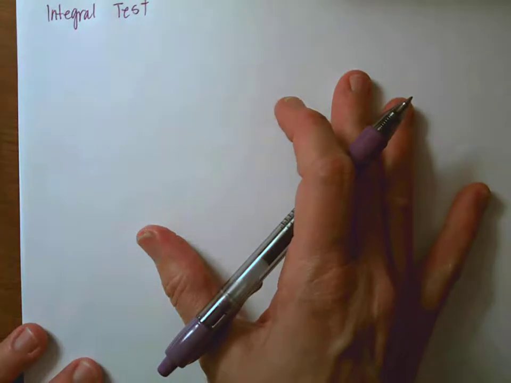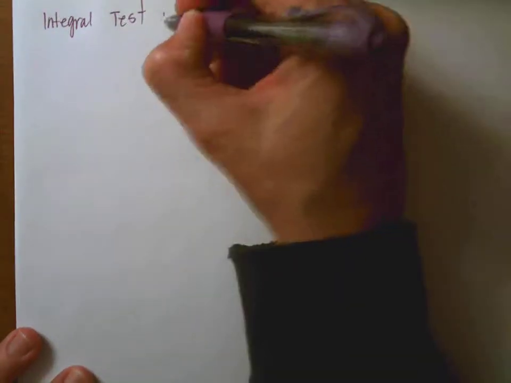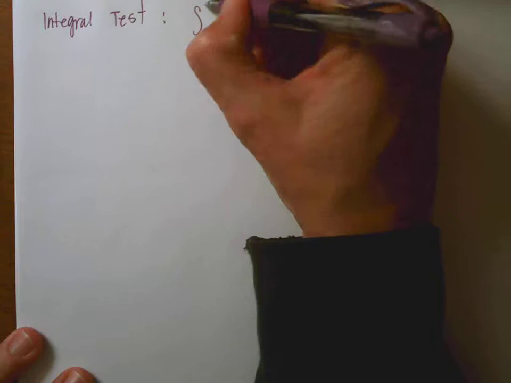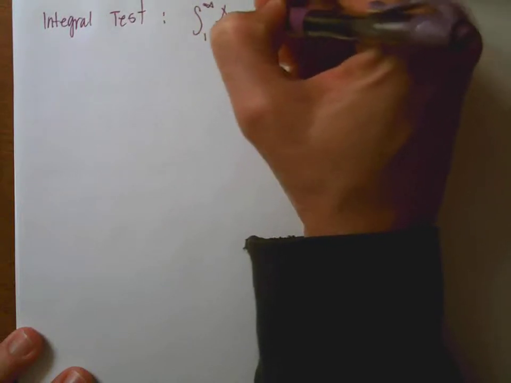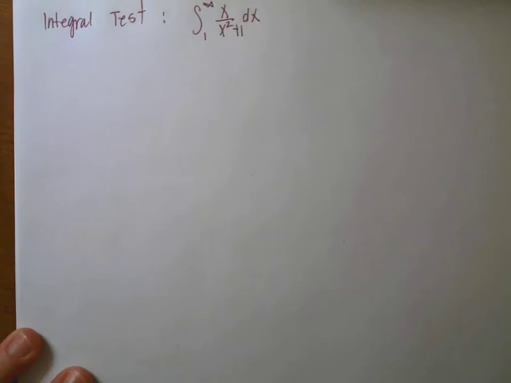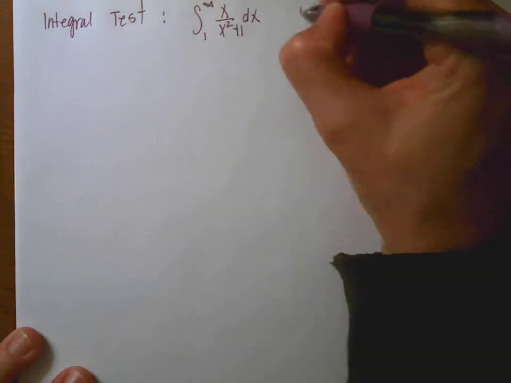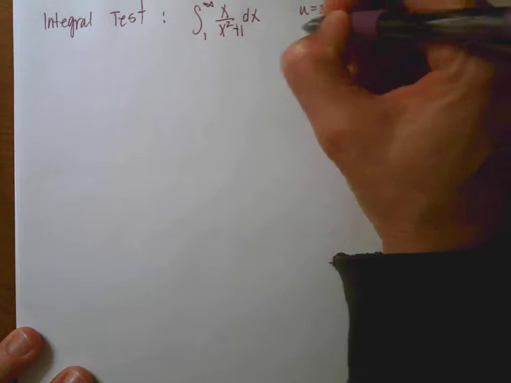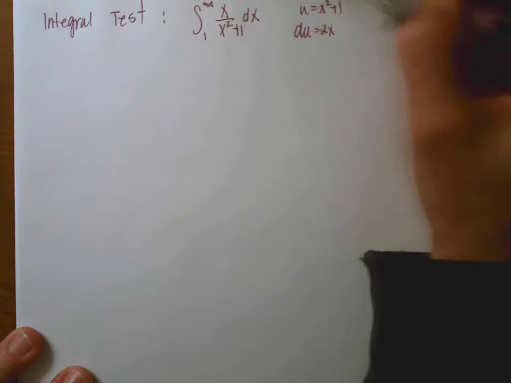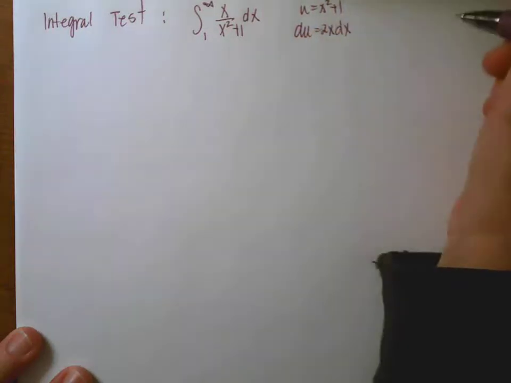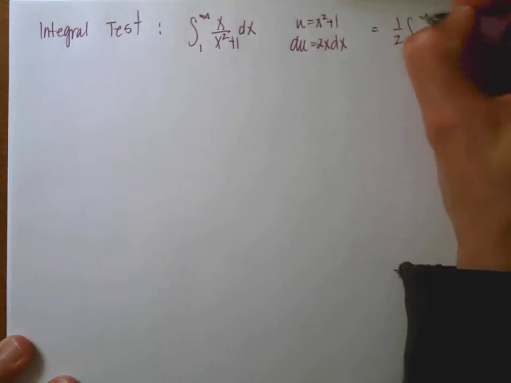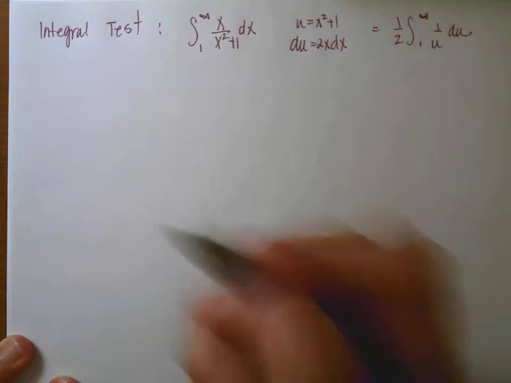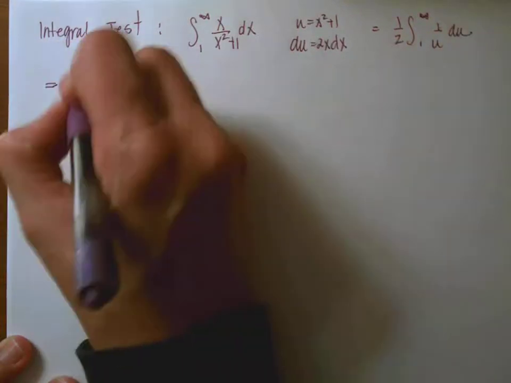So here's my integral test. I am going to have the integral from 1 to infinity of x over x squared plus 1 dx. Alrighty. And so I'm going to let u equal x squared plus 1. My du is 2x dx. So I need to introduce a half. And so this is going to be 1/2 the integral from 1 to infinity of 1 over u du.